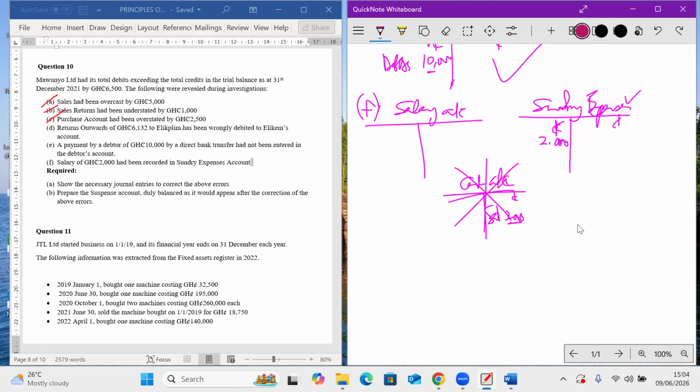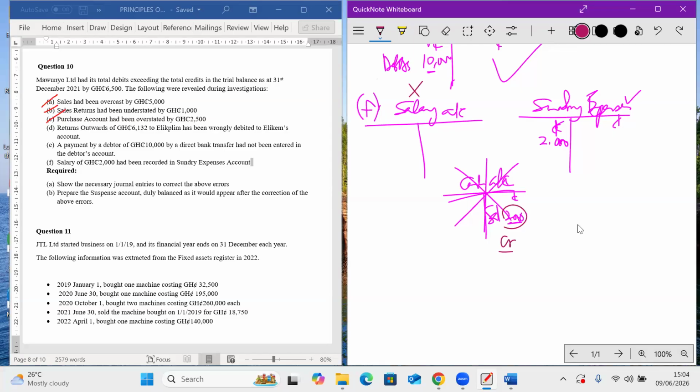So I told you that for you to know whether it affects or not, you ask yourself: the first account, the correct account, how was it treated? Which side of the account did they write the cash? Credit side. How much was it? 2,000. So in the other account, how much should be written there? 2,000. Which side of that account should be recorded? The debit side. So it should have been in salary.